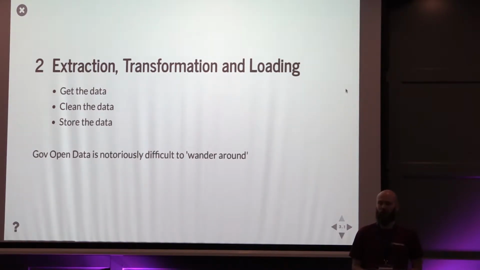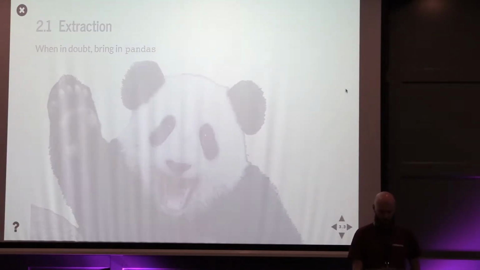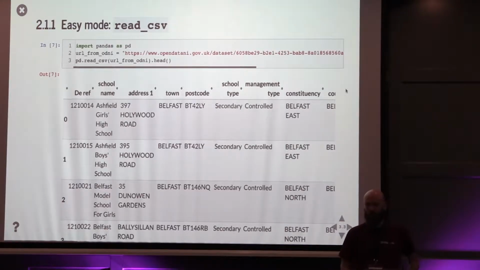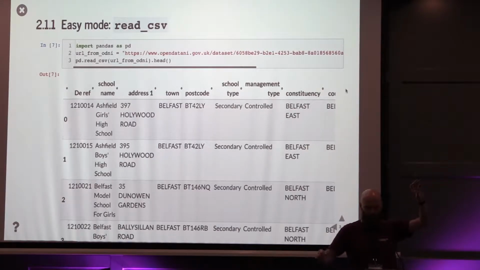Open government data is notoriously difficult to wander around, and the next 10-ish minutes is going to be me ranting about how terrible it is, so I apologize in advance. But when in doubt, bring in pandas. Pandas just answers everything most of the time if you can give it the right incantations. So you can go to the particular data set that we were looking at earlier, grab the link for the CSV, hand it to pandas, and it'll just read it.